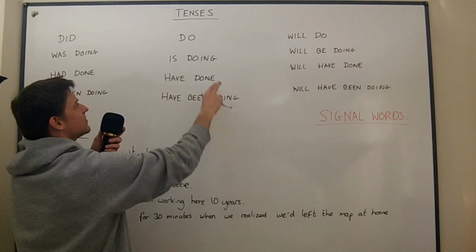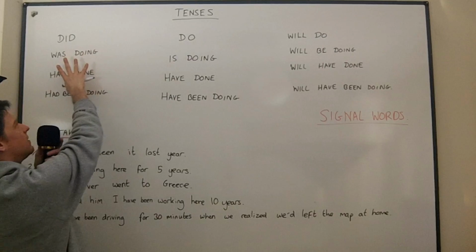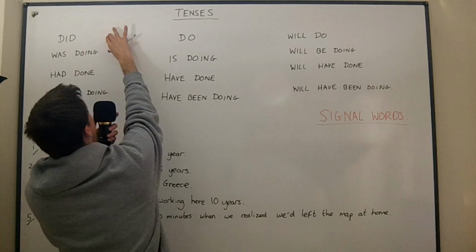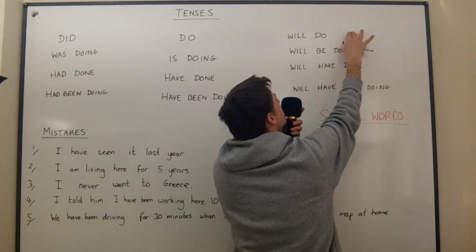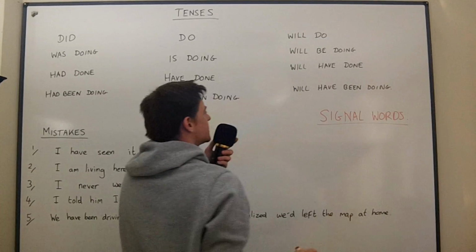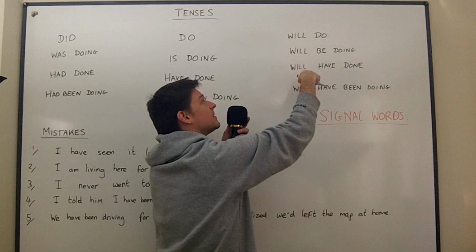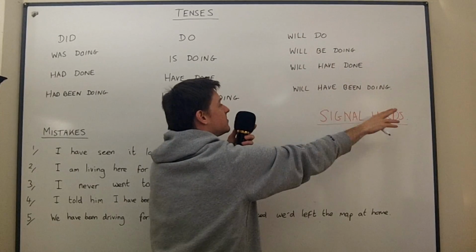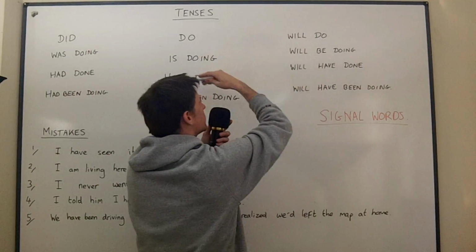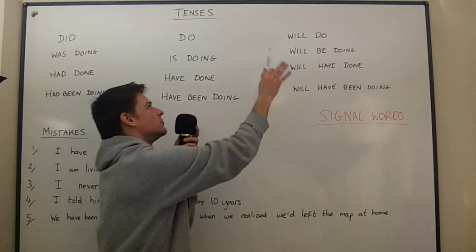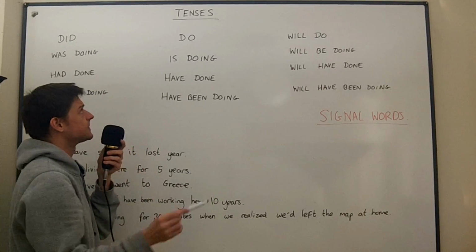Here are the 4 present tenses: do, is doing, have done, have been doing. I've got 4 past tenses of the same aspect: simple, continuous, perfect, perfect continuous. Same aspect here: future, simple, continuous, perfect, perfect continuous. And you can get all of the modal verbs in English doing the same thing: must do, must be doing, must have done, must have been doing, and might, may, would, could. And so you've got these 12 tenses, and then you've also got all the modal forms as well. So that's a lot of different tenses really when you think about it in English.